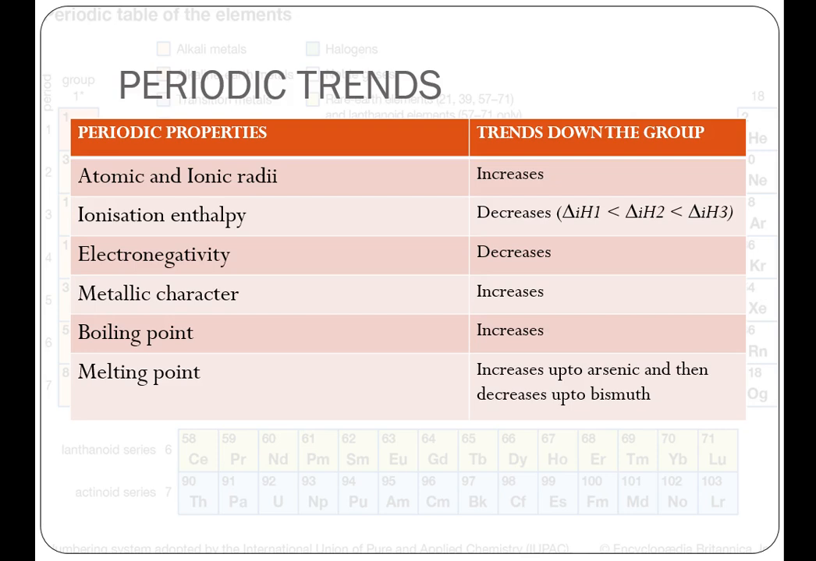Metallic character increases down the group because ionization enthalpy decreases. Boiling point increases down the group. Melting point also increases up to arsenic, but then decreases up to bismuth.